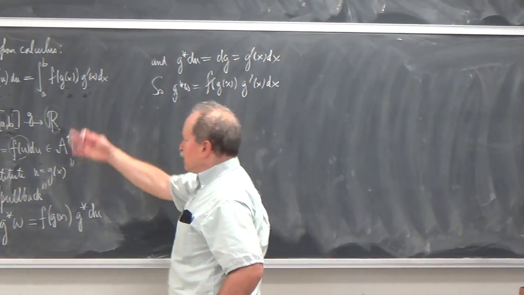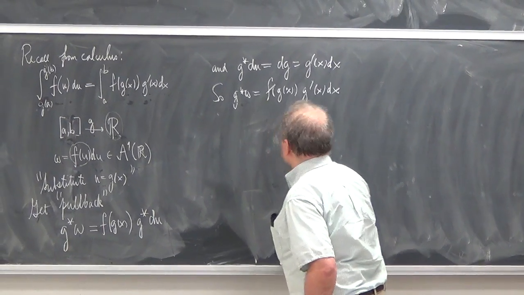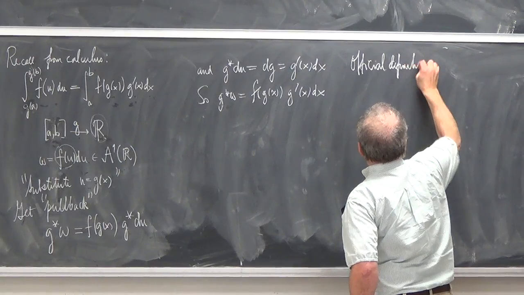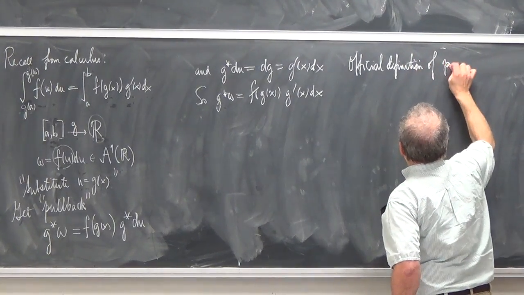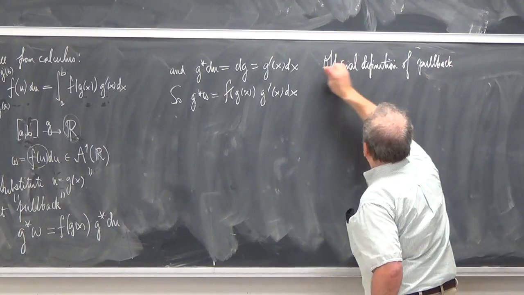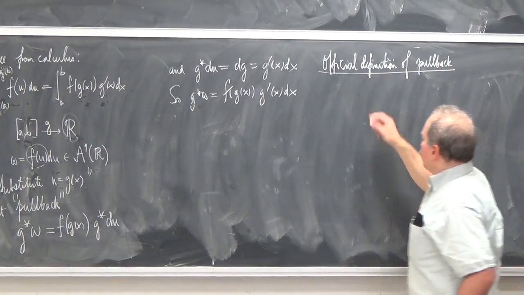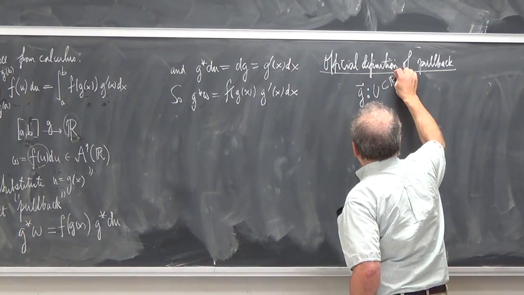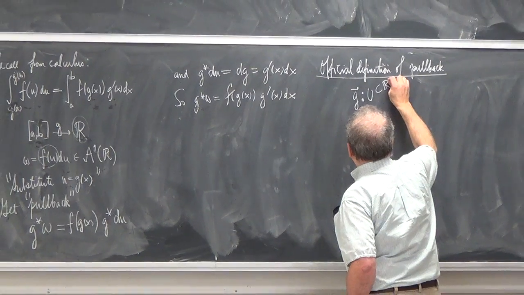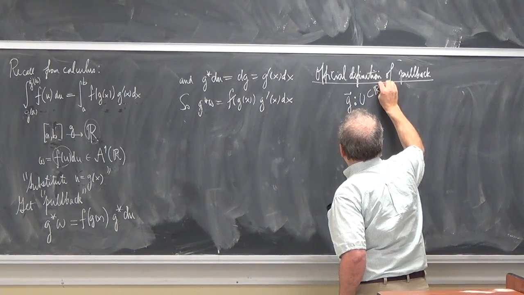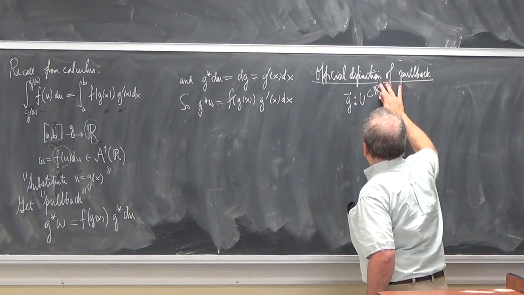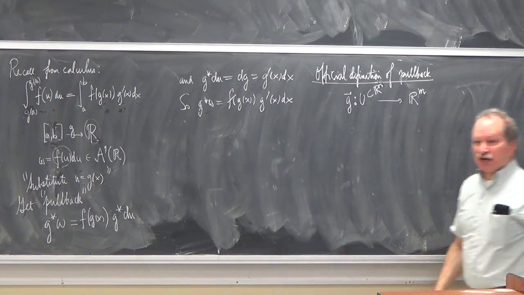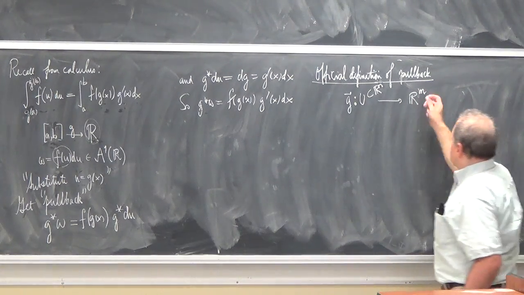Okay, so I want to define this pullback process officially. So here's the official definition of pullback. The basic plan is that you have a function that maps some open subset in Rn to some other dimension. It doesn't have to be the same dimension. And g is smooth, of course.